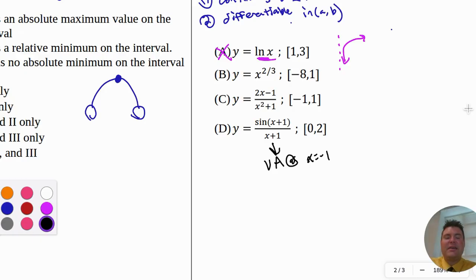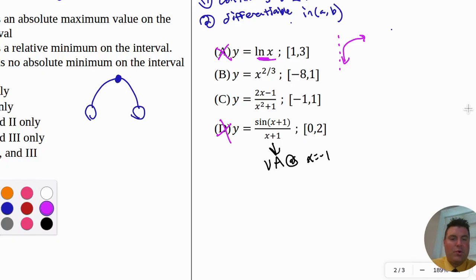That means I'm not continuous at x equals negative 1. Not in the interval, not a big deal. And then it's not going to be differentiable. If you do the quotient rule, then you're only going to be not differentiable there at negative 1 as well. So this one right here, D, is good to go because I'm not in that interval there. I'm from 0 to 2.